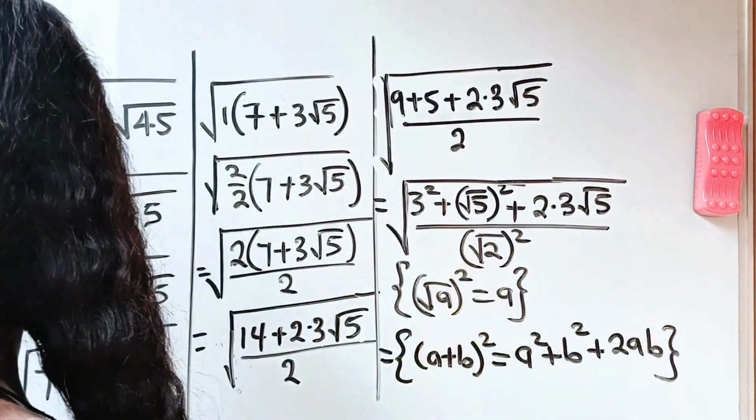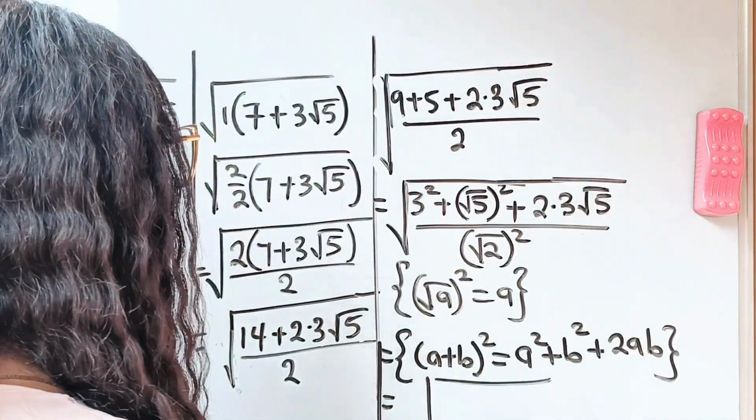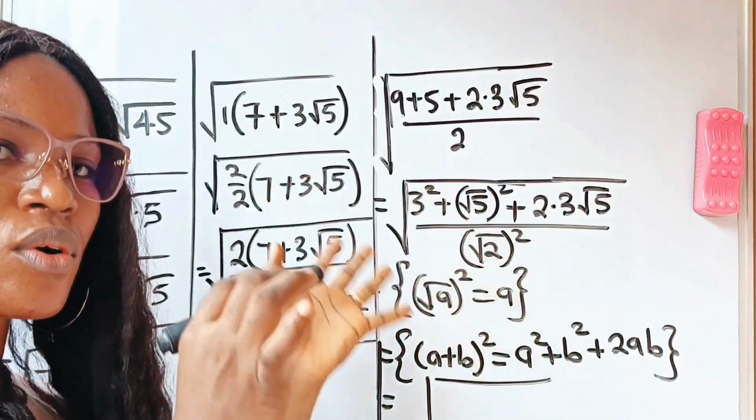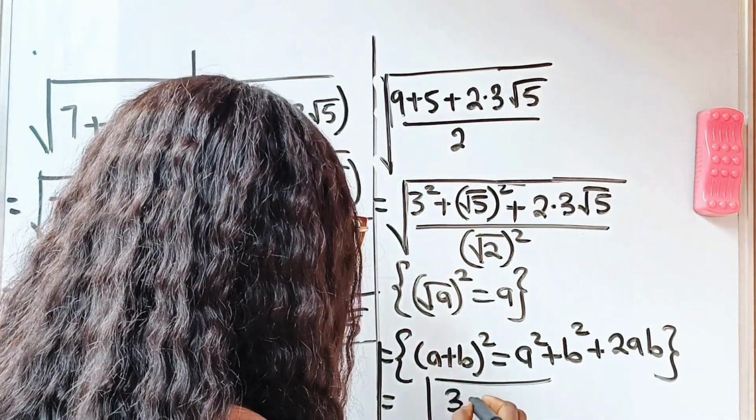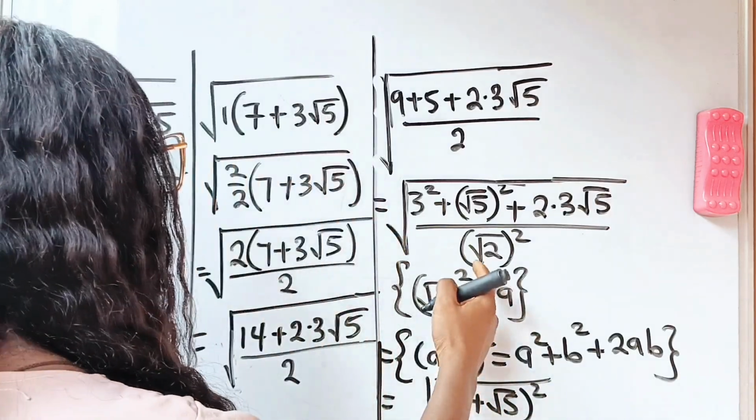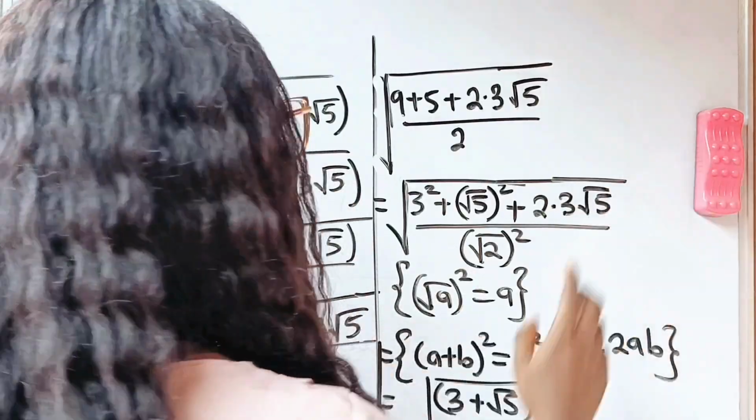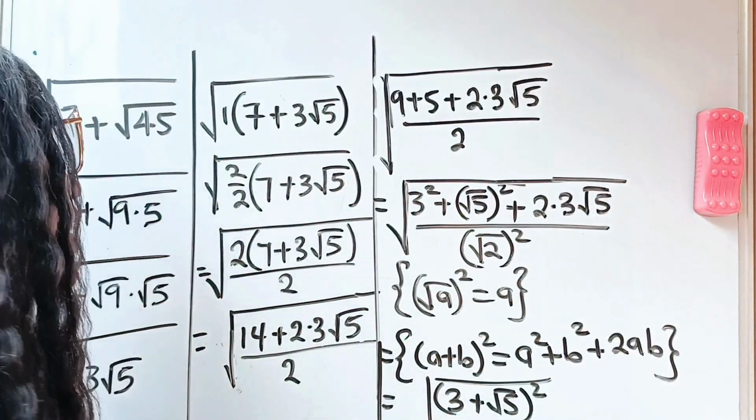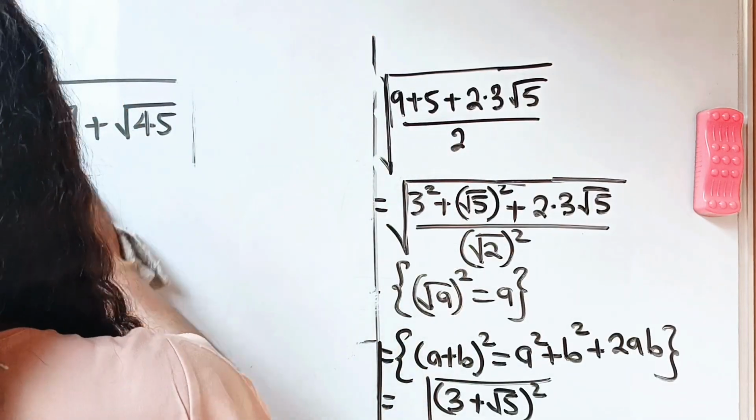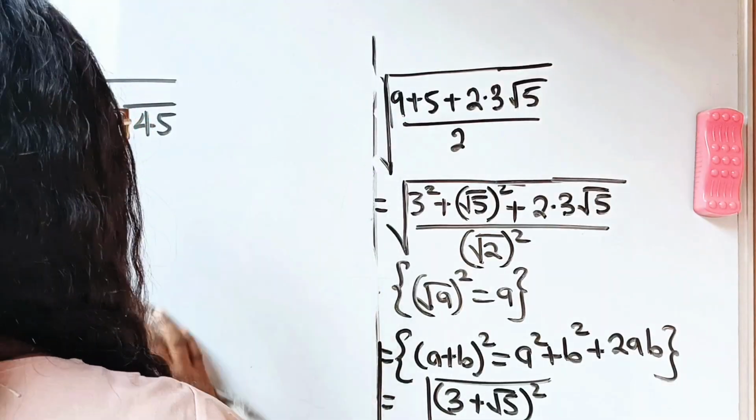That means that what we have here now will be equal to the square root of a plus b squared, that is 3 plus root 5 all squared. Okay, so it's going to be 3 plus root 5 all squared divided by root 2 squared. All right, now we are almost there. I told you I'm going to show you a step-by-step approach that will enable you to solve this kind of question anytime you come across it.